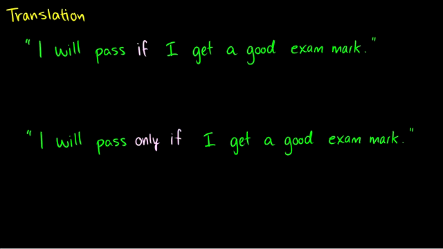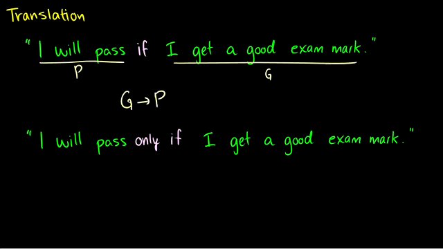So here I have, I will pass if I get a good exam mark. So I will pass, let's call this P, and I get a good exam mark, let's call this G. So I will pass if I get a good exam mark. So this says G arrow P. So if I get a good exam mark, then I will pass. This means that if you get a good exam mark and you don't pass, then it's false because that's a lie.